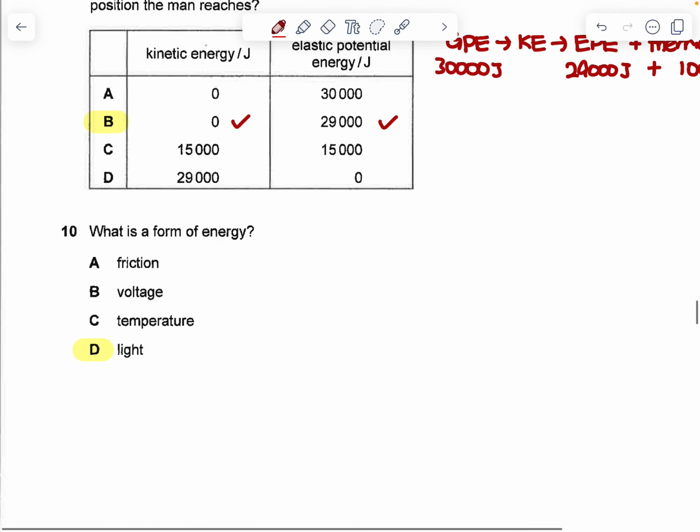Question 10. What is a form of energy? Light is a form of energy. Okay, friction is not. Friction is a force.